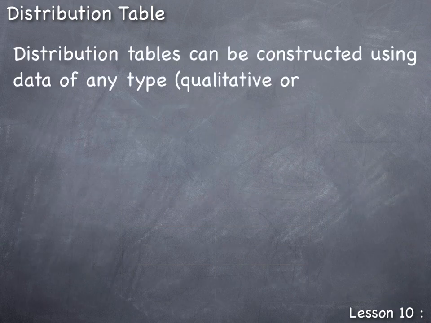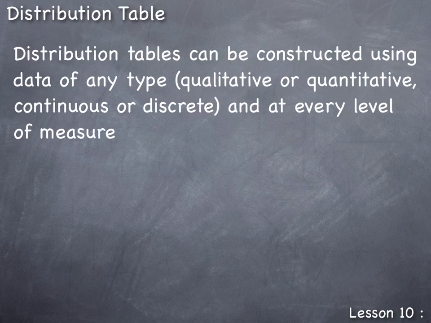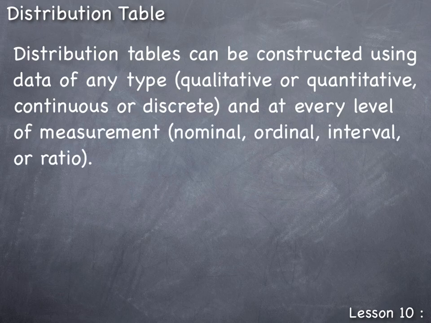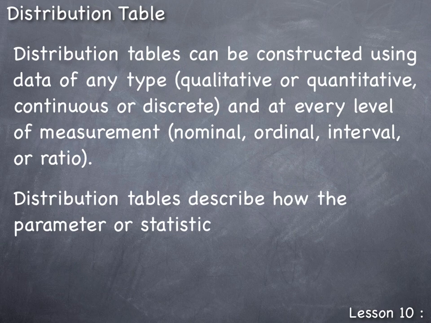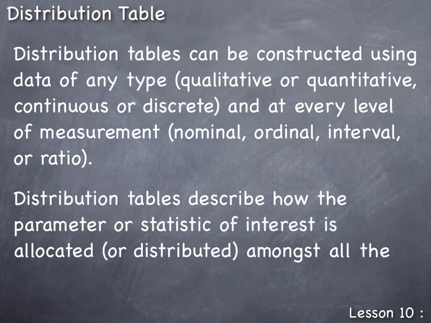Distribution tables can be constructed using data of any type, qualitative or quantitative, continuous or discrete, and at every level of measurement: nominal, ordinal, interval, or ratio. Distribution tables describe how the parameter or statistic of interest is allocated or distributed amongst all of the various data values.